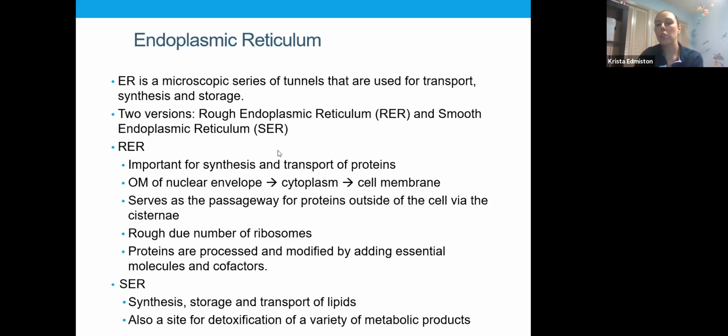Again, the rough portion means that it's covered in ribosomes. Ribosomes are important for making proteins. So the rough ER's main function is in protein synthesis. Whereas the smooth ER is more important for the synthesis, storage, and transport of lipids. So making lipids that are important for the different membranes of the cell. It also is used for detoxification of different metabolic waste products from the process of metabolism.